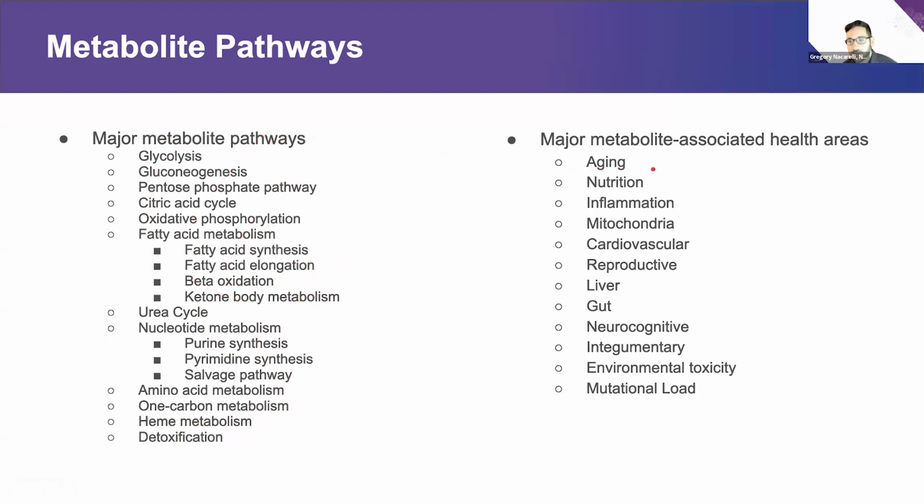From these, we could get inferences into many areas of health. We could get glimpses into aging, nutritional status, inflammation, mitochondrial function, cardiovascular function, reproductive, liver health, gut health, neurocognitive health, integumentary health, environmental toxicity, mutational load, just to name a few. But these metabolic pathways are underpinning our biology. So in theory, they will be having a role in all of our health and disease states.